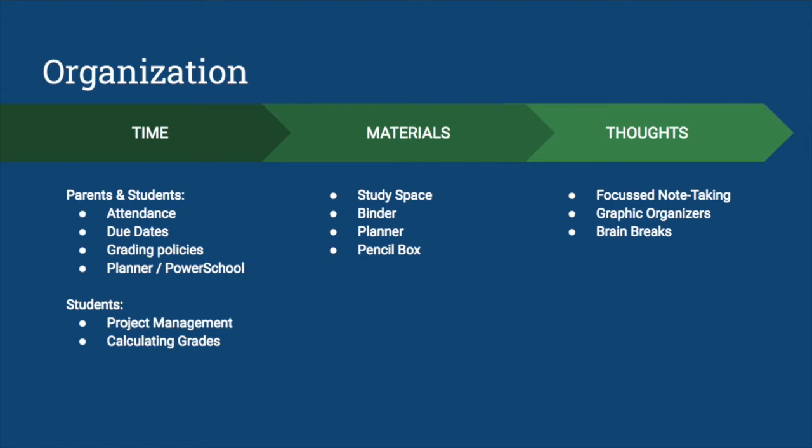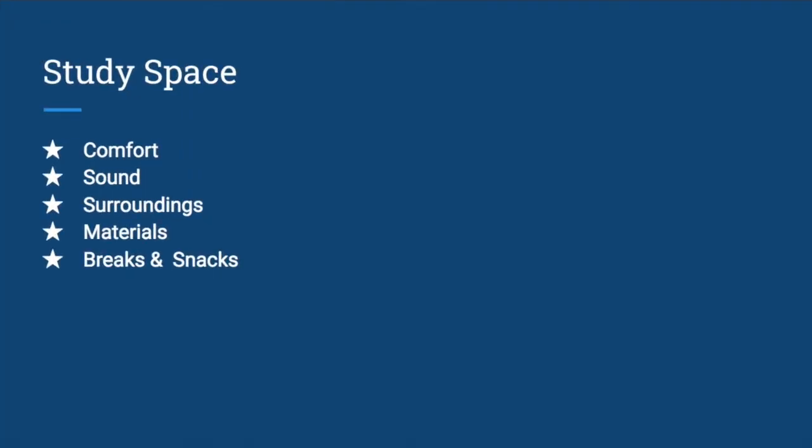I'm going to cover materials that are important to support students transitioning to middle school. So we're going to review study space, binder, planner, and pencil box. And then teachers will be incorporating focused note-taking, graphic organizers, and brain breaks into their classes. We would like for all students to have a suitable study space, especially with distance learning. It should be comfortable, quiet, surroundings that enable the student to focus. The materials that students need should be easily accessible, and there might be a reminder for some movement breaks, some brain breaks, and to get up and get a snack.